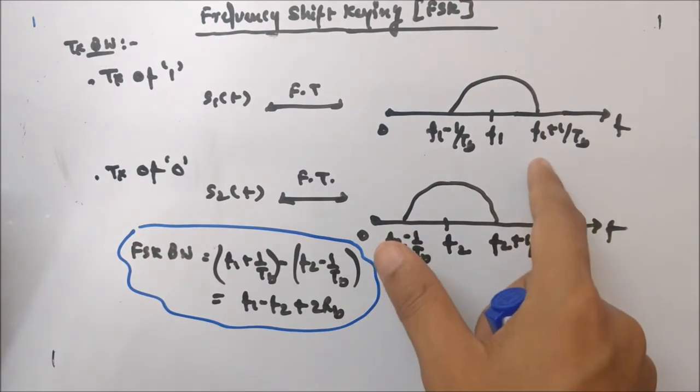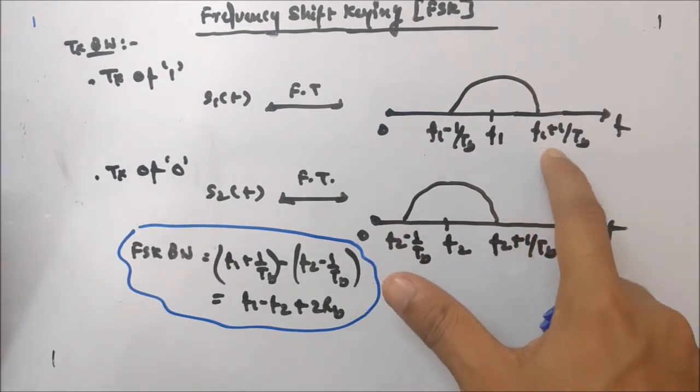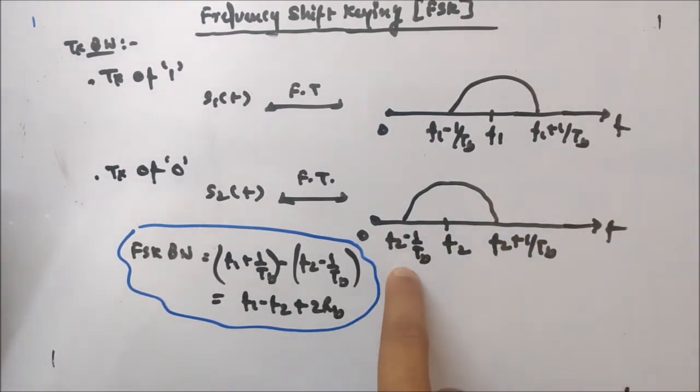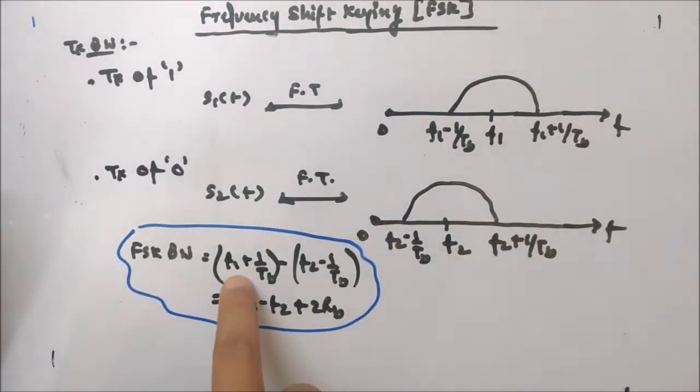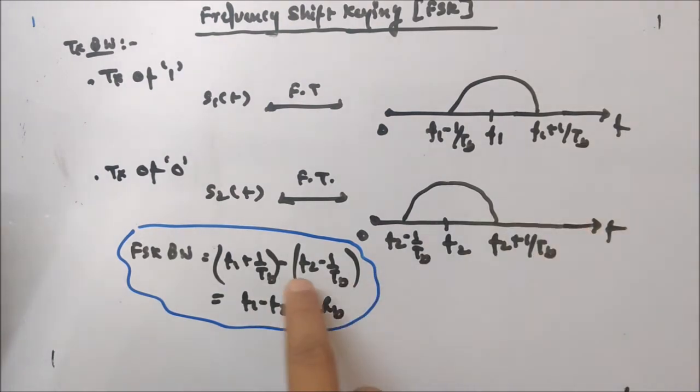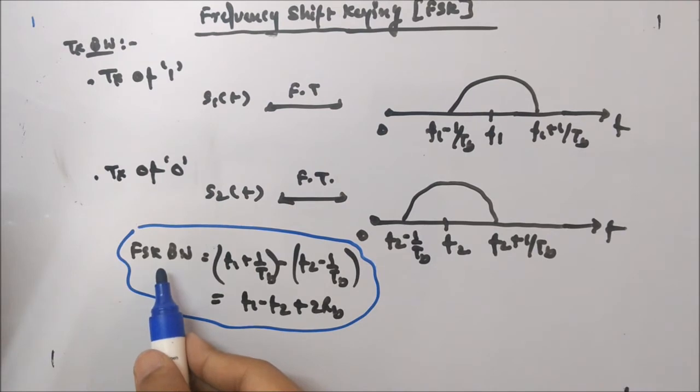Okay, so you will have maximum frequency is F1 plus 1 by TB and minimum frequency is F2 minus 1 by TB. So our bandwidth will be F1 plus 1 by TB minus F2 minus 1 by TB. So this will come out to be F1 minus F2 plus 2 RB. Okay, so this is the bandwidth of FSK.